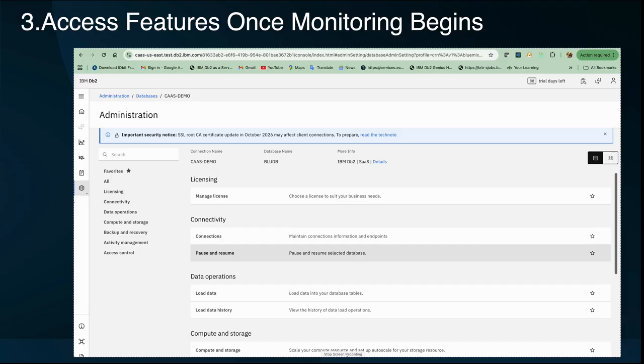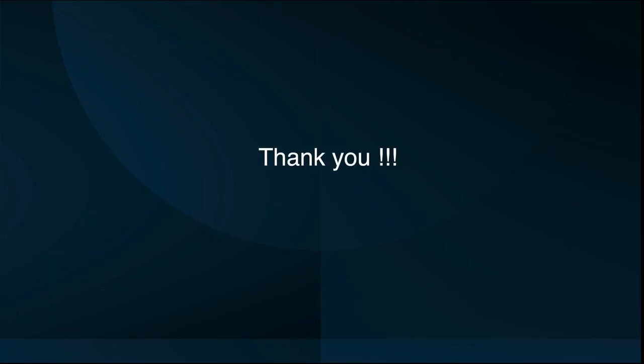So this is how we can create a new instance in cloud.ibm.com and add it into the CaaS console for using the features. Thank you.